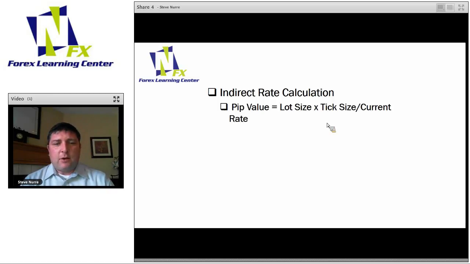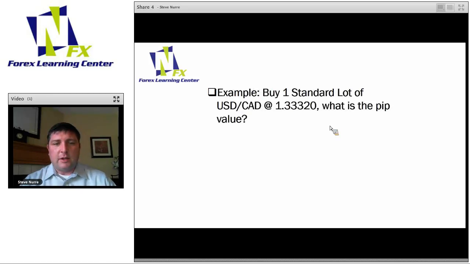For an indirect rate calculation, the pip value is calculated by taking lot size times tick size. So the same thing as the direct rate, but then you have to divide it by the current rate, or what we would call the opening rate of your transaction. So that would be the current exchange rate. In this case, on an indirect rate calculation, remember that's pairs where the dollar for me is the base currency. An example would be if I buy one standard lot of dollar Canadian at 1.33320, what would be the pip value?